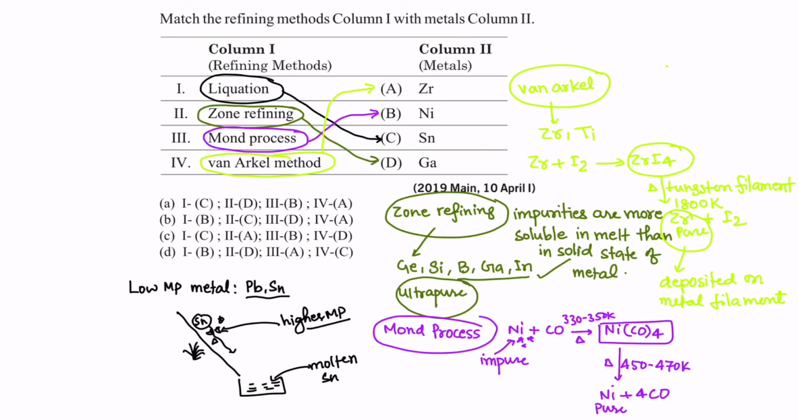So if we see the correct option, that is C, D, B, A. CDBA, and that's the first option itself.